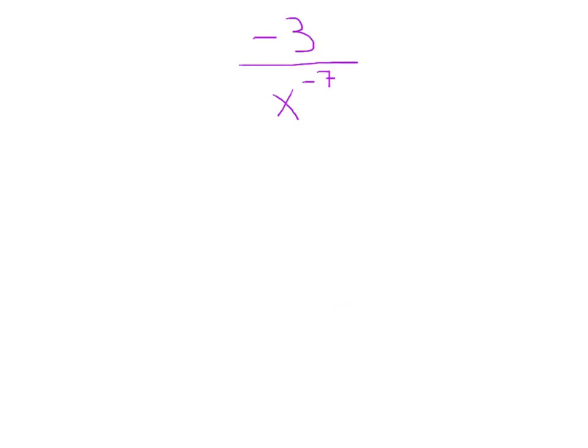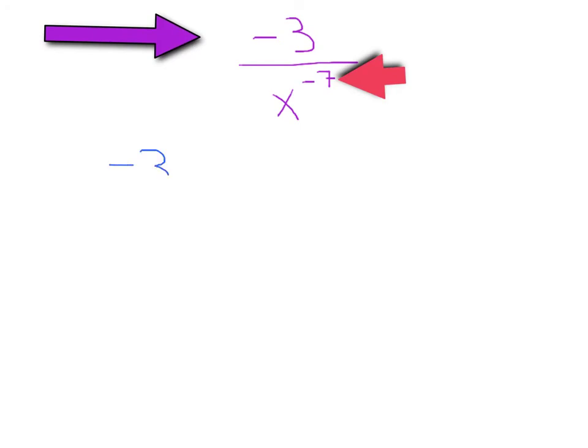Okay, we've got two things that are negative in this one. Negative 3 and x to the power of negative 7. But remember, we only care about the negative exponents. The top number is negative, but it's not a negative exponent, so we don't do anything with it. So the negative 3 stays where it is, and we have to figure out what do you do when you have a negative exponent in the denominator.